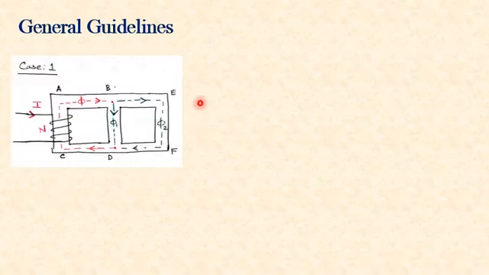So this is the first case. In this figure, a coil with N number of turns is wound on the side limb. So when a current I is passed through this coil, a flux phi will be set up in the coil. In this figure we can see that this flux phi will split into two, that is phi 1 and phi 2. So this is an example of a parallel magnetic circuit.